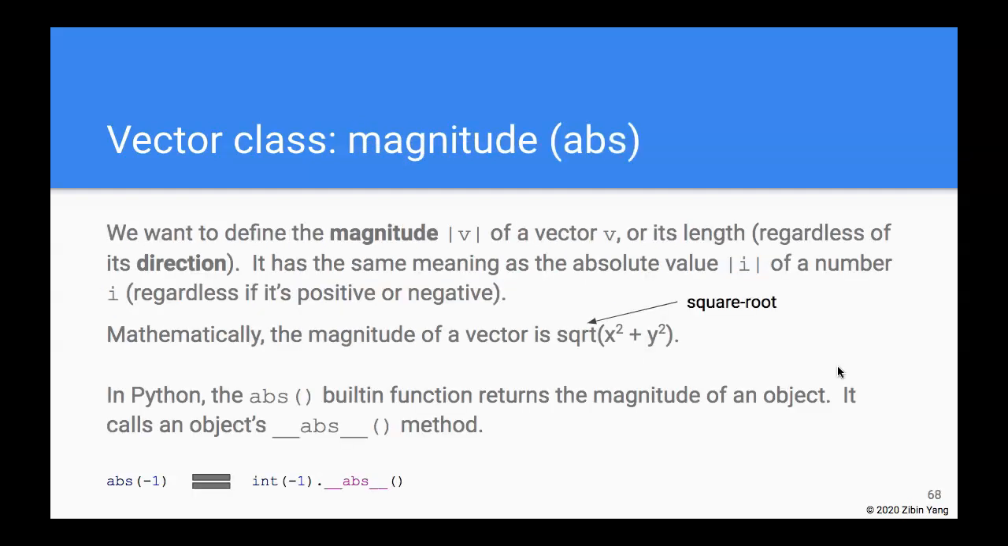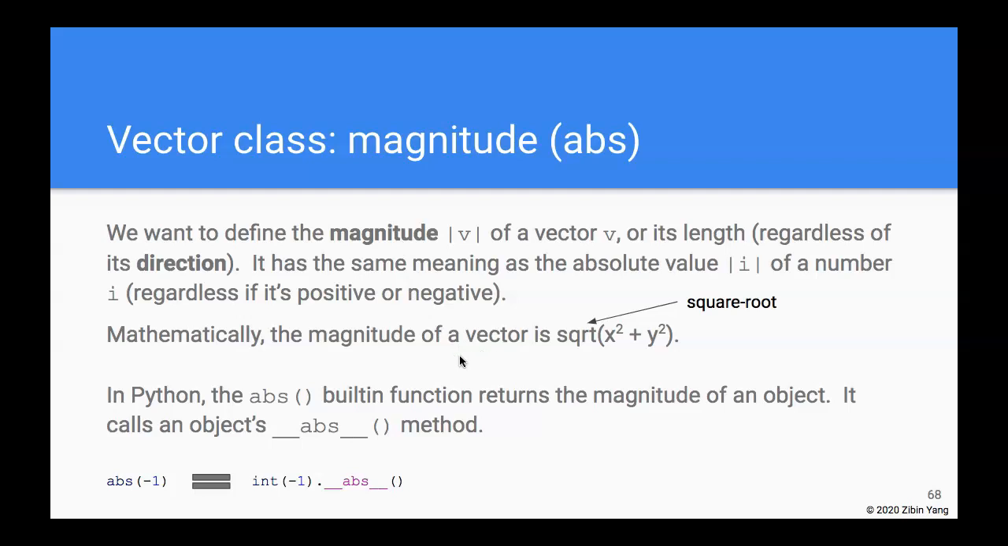Now, the magnitude of a vector is its length. So it doesn't really care about the direction the vector is pointing. It just tells us how long the vector is. Mathematically speaking, it actually has the same meaning as the absolute value of a number. If you remember what absolute value is, it's just how big the number is, regardless of whether it's positive or negative. So that's why absolute value also just means magnitude.